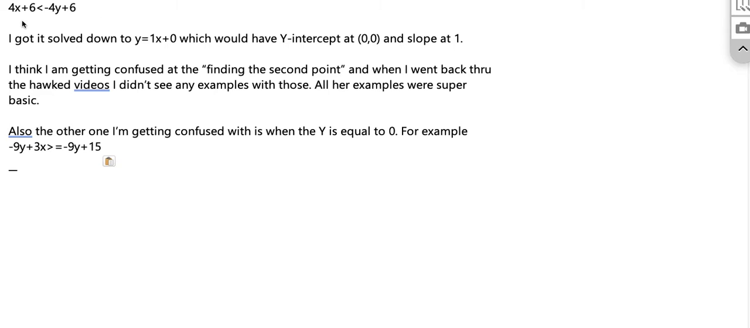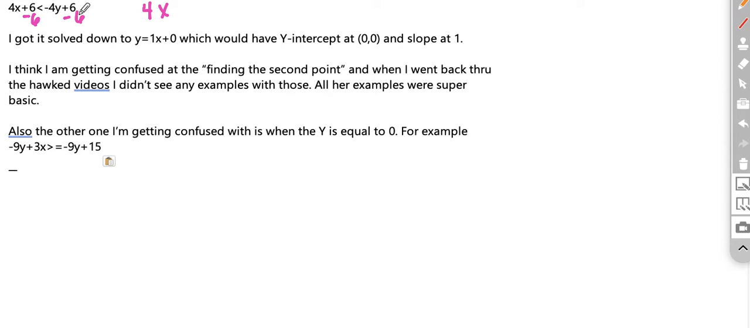So first of all, this question came in, and we have this equation, and we can see it was nicely simplified to y equals 1x or x plus 0 because we subtract 6 off of both sides, and then we're left with 4x, and this goes to 0, is less than, and then this would be negative 4y.